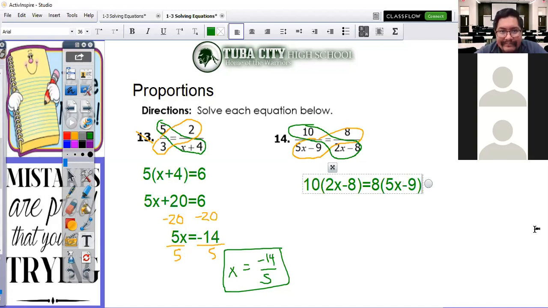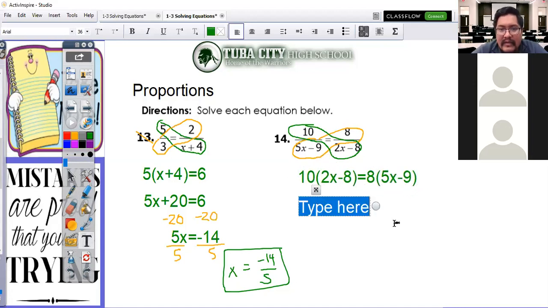Now, in this case, I'm going to start with the regular way you would write it. So that's 8 times 5x minus 9. I just switched the order so it makes a little bit more sense. Now I'm going to distribute. So that's 10 times 2x, which is 20x, minus 80, equals 8 times 5. I'm pretty sure that's 40, but I've been kind of spotty today.